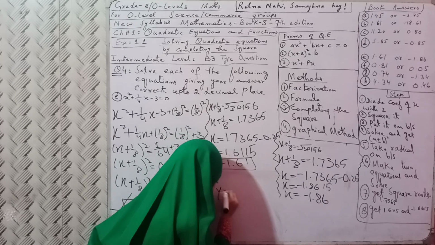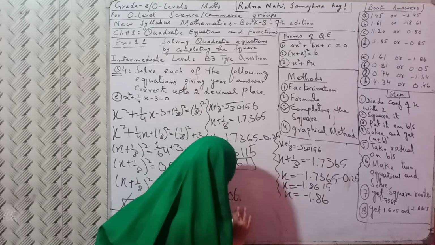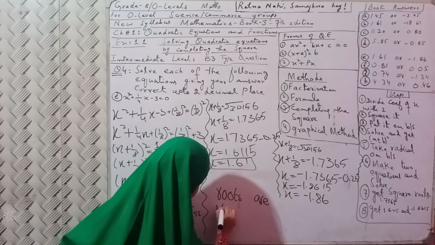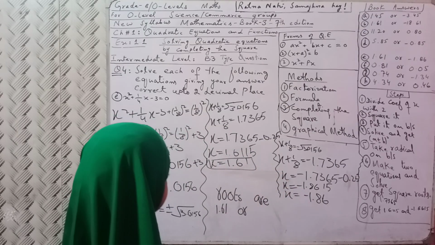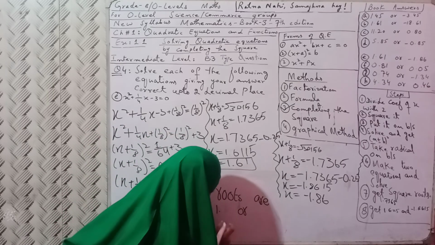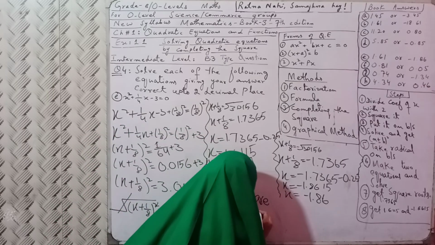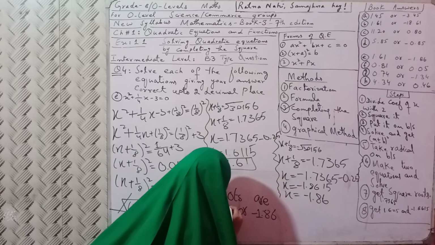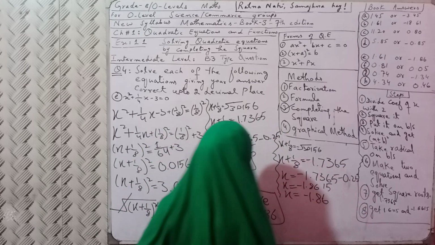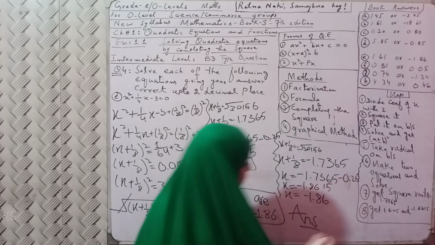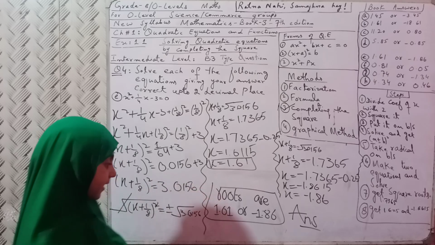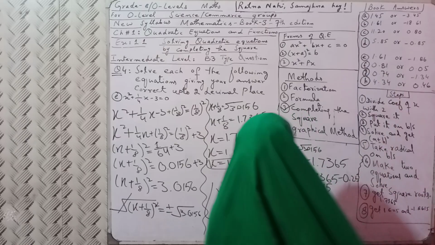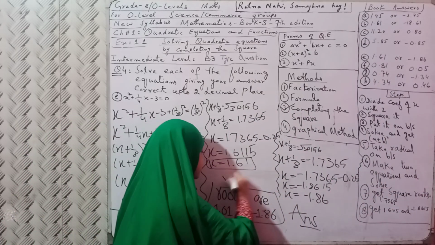So roots are 1.61 or minus 1.86. And this becomes our final answer. So the book answers are written. You can check it. 1.61, minus 1.86. It's simple, means this is correct.